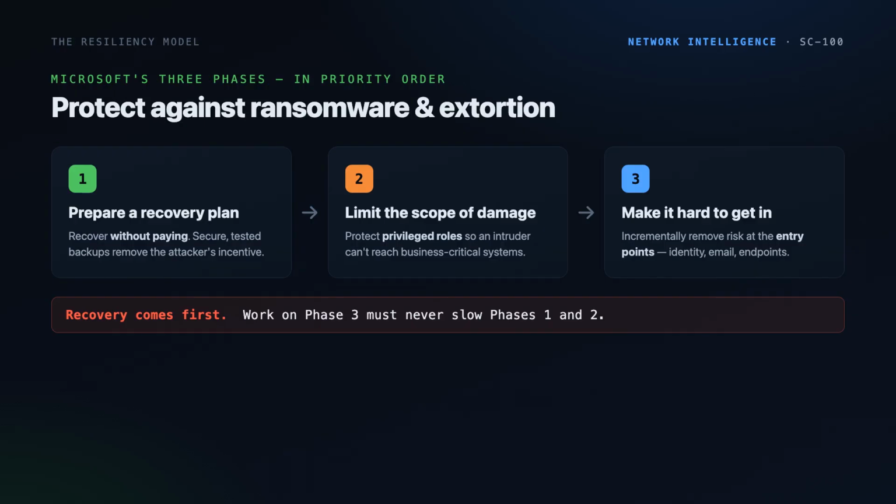Microsoft's guidance to protect against ransomware and extortion is 3 phases, and the order is the whole point. Phase 1. Prepare a recovery plan so you can recover without paying. That removes the attacker's incentive. Phase 2. Limit the scope of damage by protecting privileged roles. Phase 3. Make it harder to get in by removing risk at the entry points. Recovery comes first. And critically, work on Phase 3 must never slow Phases 1 and 2. Hardening the front door while your backups remain mutable is the wrong order.